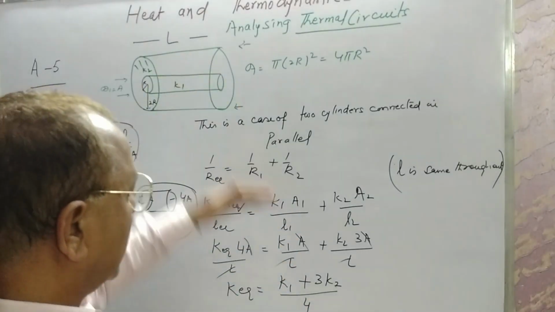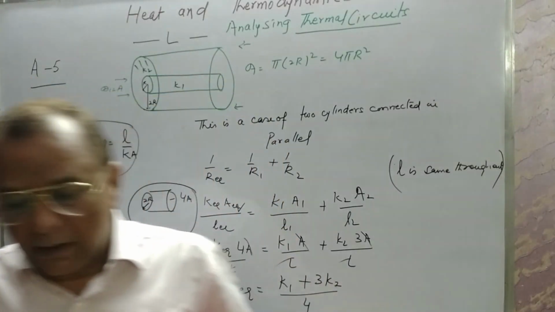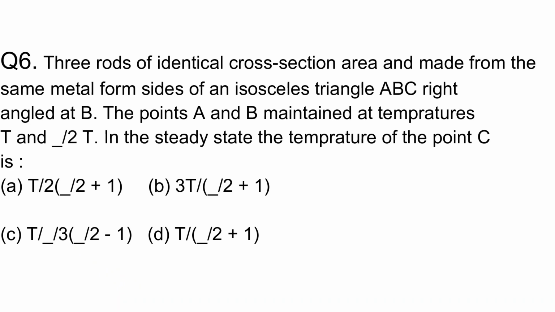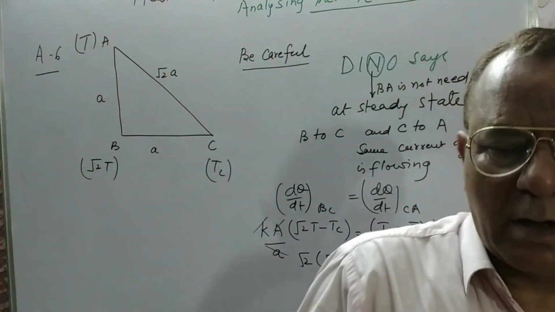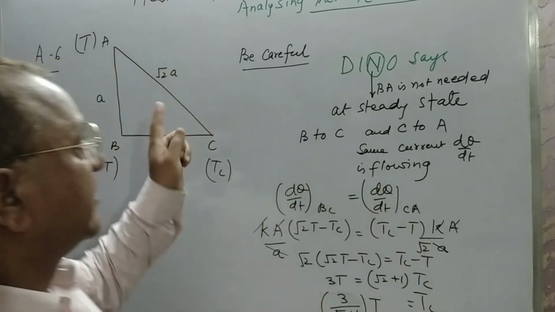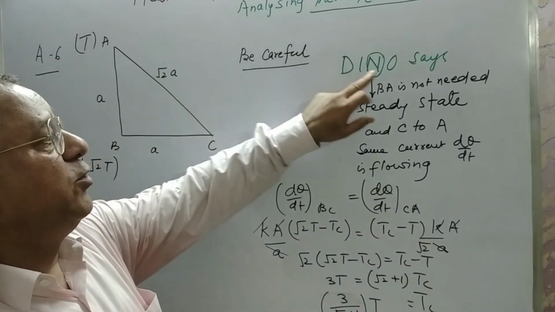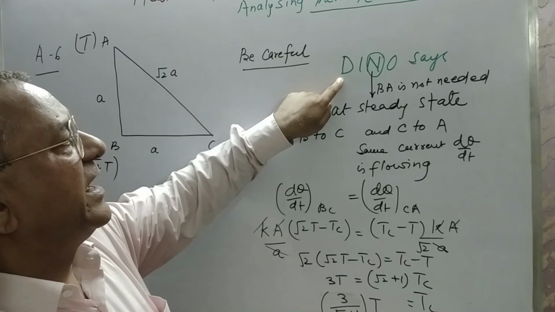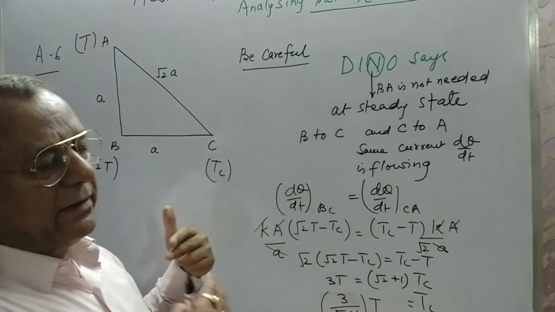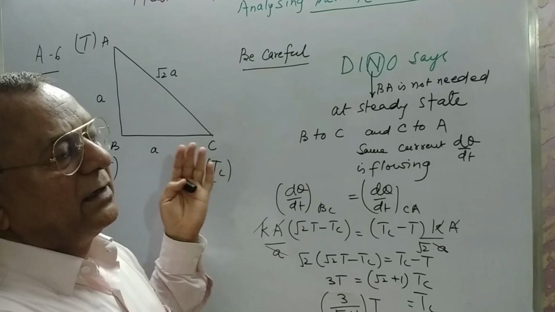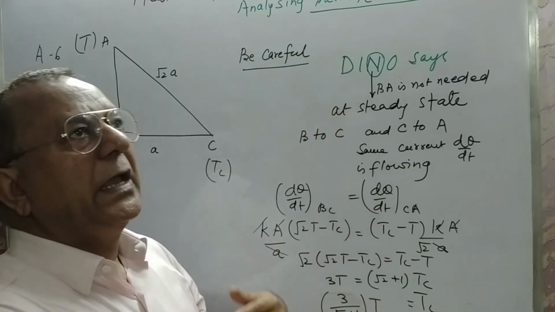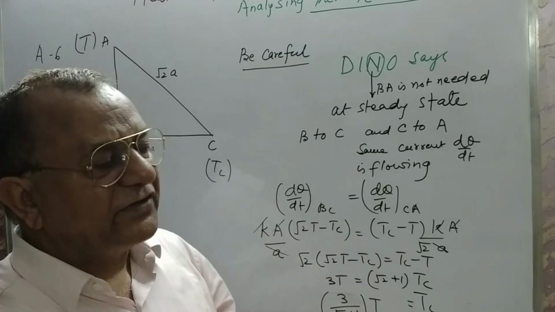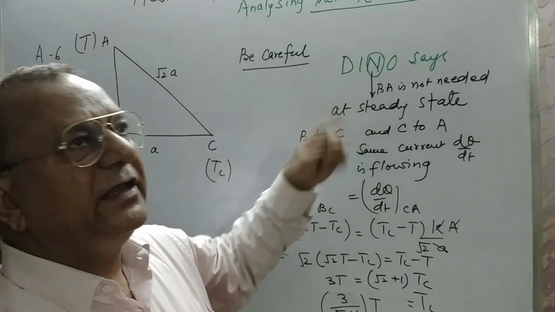I think the answer will become very easy for you. Discuss answer number 6. It's a very important concept, because when I say DINO, many people ask what is this DINO? DINO is direct inverse, that is, if a series combination is there, the potential difference is divided in direct ratio. If a parallel combination is there, then current is divided in inverse ratio.